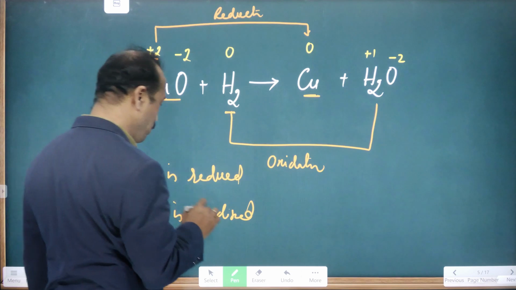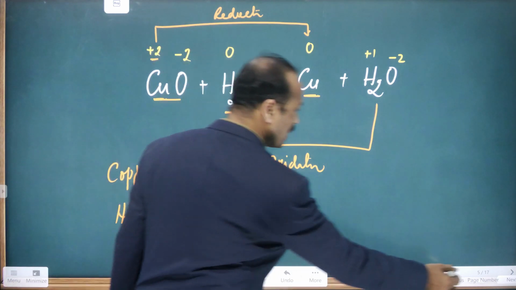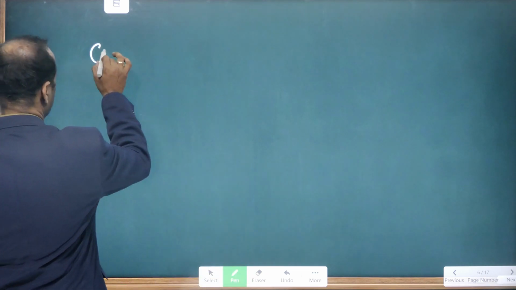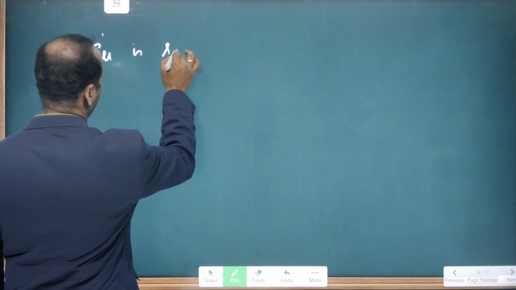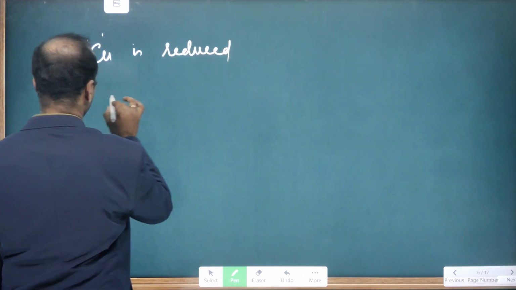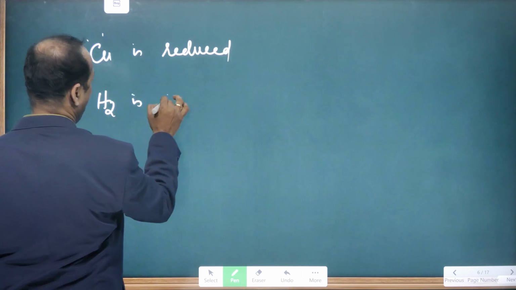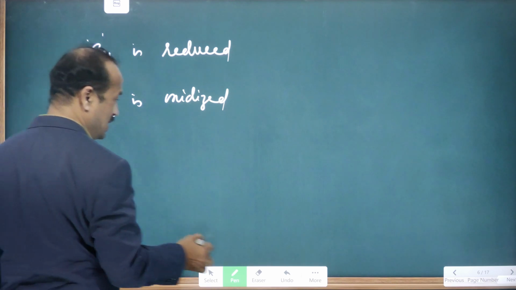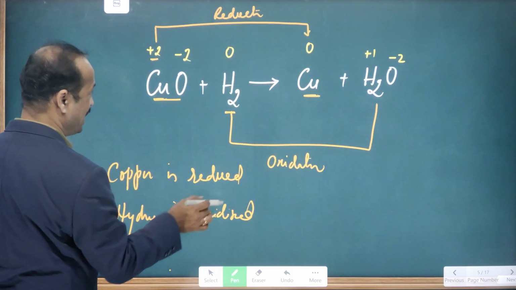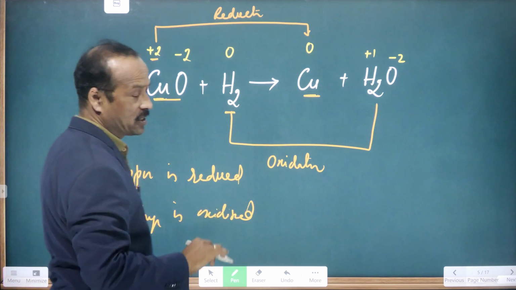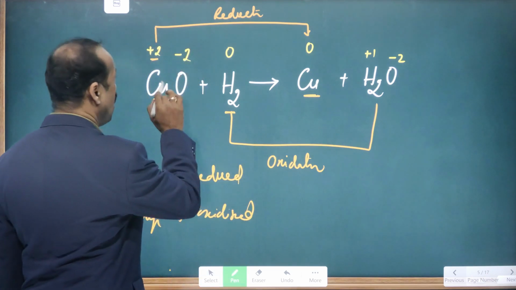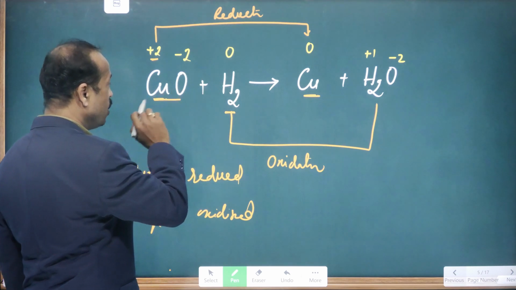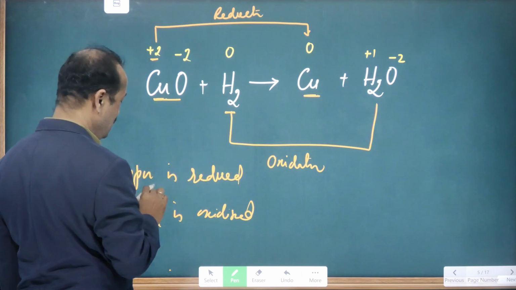Here one important thing, students, the same thing I'll copy on the next page. So here copper is reduced, and hydrogen is oxidized. Copper is reduced means copper lost the oxygen, or copper loses the electrons, right?